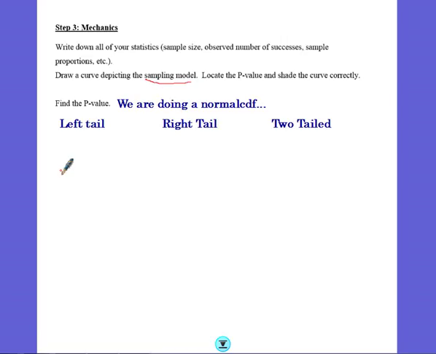So if you're doing a left-tailed test, and forgive my drawing, I don't have a pen with me, you are basically doing a normal CDF where this is your upper bound. And the p-value tells you the likelihood of your sample occurring. For a right-tailed test, that just means it's a greater than problem, so you would be increasing. So this would be your lower bound, and your upper bound would be positive infinity.